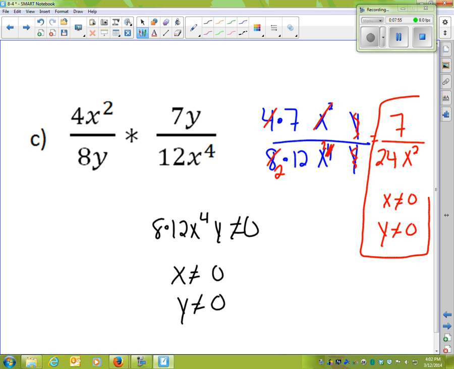And that ends part 2, multiplying rational expressions. And in part 3, we're going to do division.